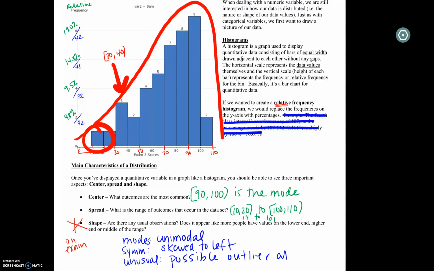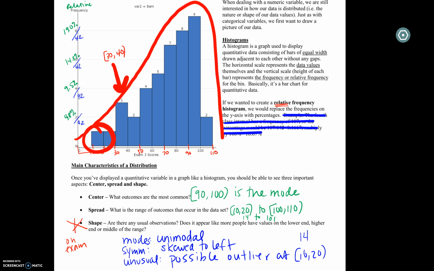Possible outlier at either 10 to 20 if you just have the histogram, or 14 if we have the true data. So you might want to call it that person who got a 14 is like, that's unusual. Especially considering that the mode is 90 to 100. This person is very far away from the majority of the students in the class.